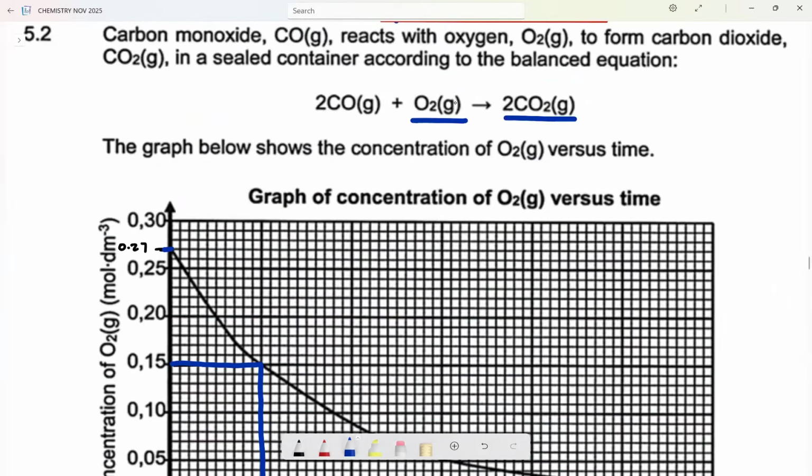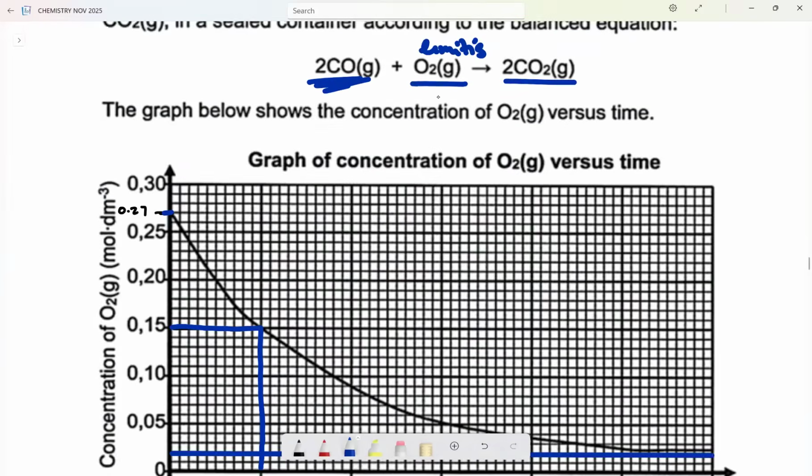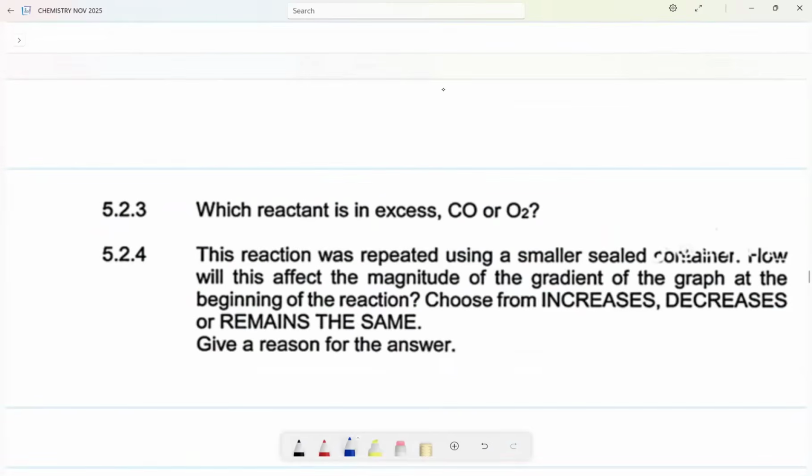So if O2 is a limiting reagent, it means the one that reacts with it is going to be the one that is in excess. So CO is the what? Limiting? No, it is the one that is in excess.